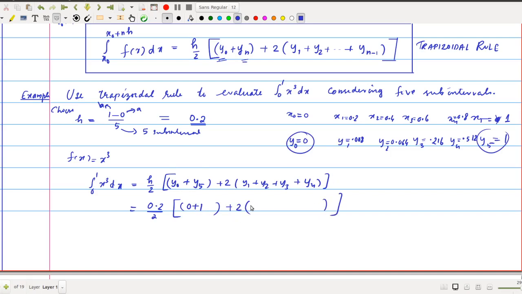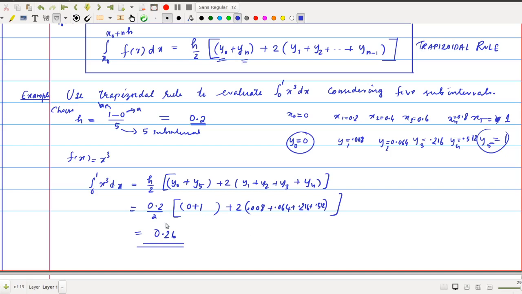What are the other values? That is 0.008 plus 0.064 plus 0.216 plus 0.512. So when you evaluate this, you get 0.26. This is the value of this integral. We have used only these 6 values, y0 up to y5, to evaluate this integral.